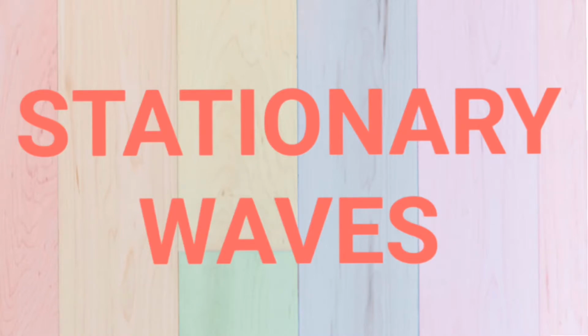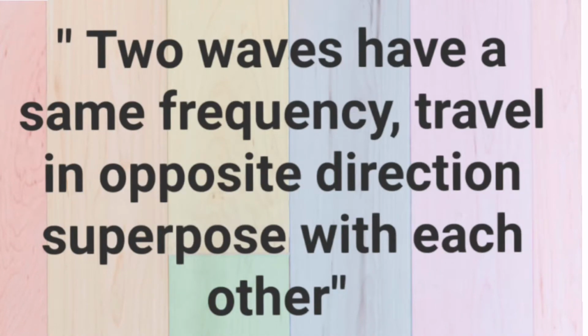What are stationary waves? Stationary waves are two waves that have the same frequency, travel in opposite direction, and superpose each other. How? I will explain with the help of a diagram. Now let's draw a wave here. This is one wave and this is the second wave that is in the opposite direction. You can see that both these waves are in opposite direction and both have the same frequency equal to 1. One wave has one frequency.